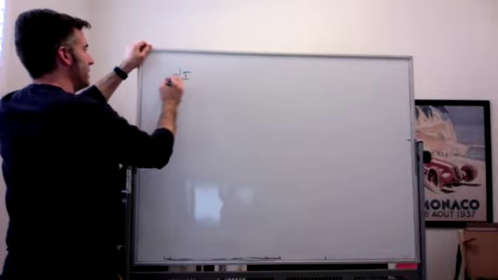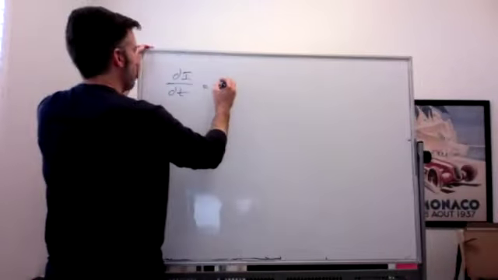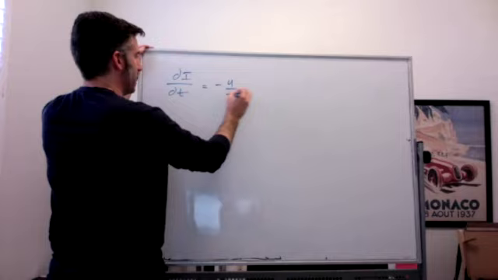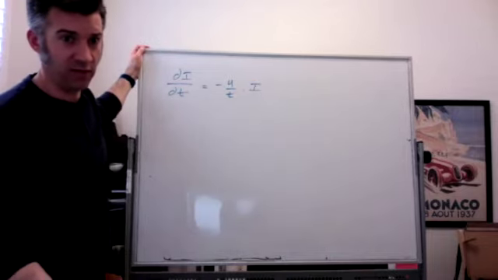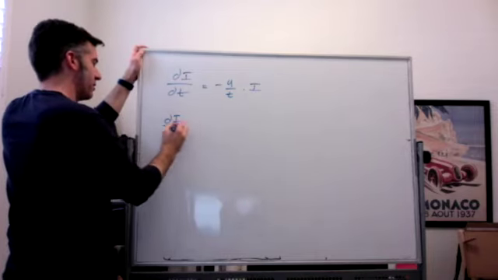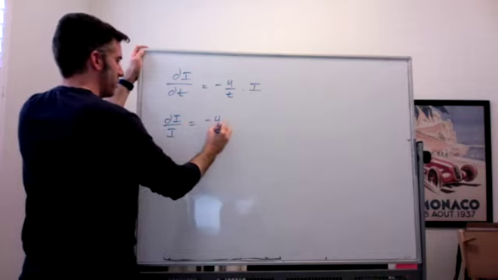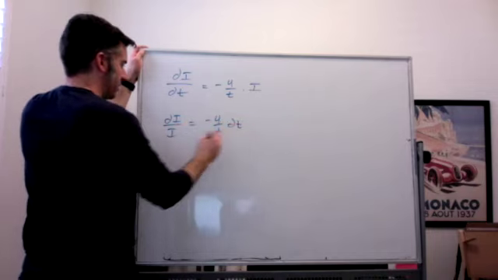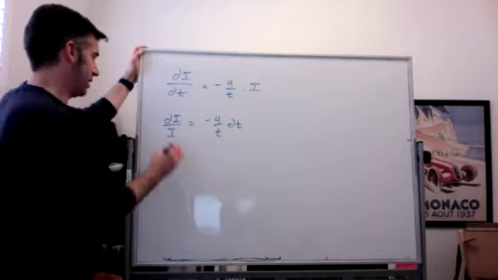So here's what we've got. We've got dI/dt equal to negative 4 over t times I of t, or negative 4 over t times I. We don't need the I of t when we're solving the differential equation. Bring the I's to the left, bring the t's to the right. So you've got dI over I equals negative 4 over t dt. Integrate both sides.